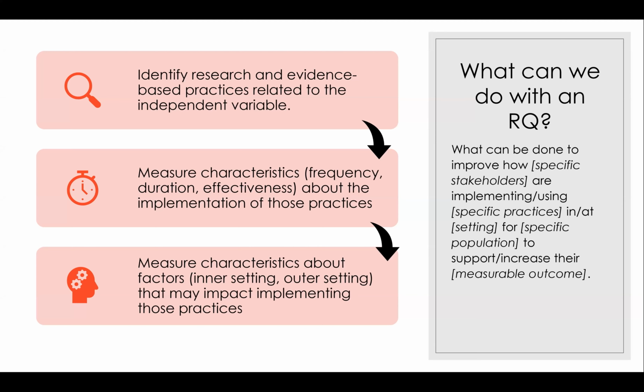So once again, you identify your research and evidence-based practices related to the independent variable. So you look at that Rowe article, you look in the predictor categories and identify the category that matches best with your problem in practice. And then later on in the semester, once you have this research question, you'll be able to measure characteristics of different practices and factors that contribute to how well practices happen. And you'll be using the structure that we just talked about.